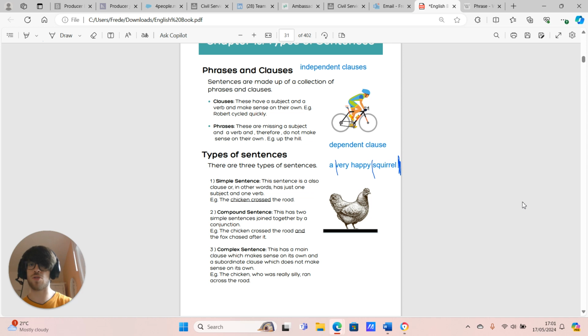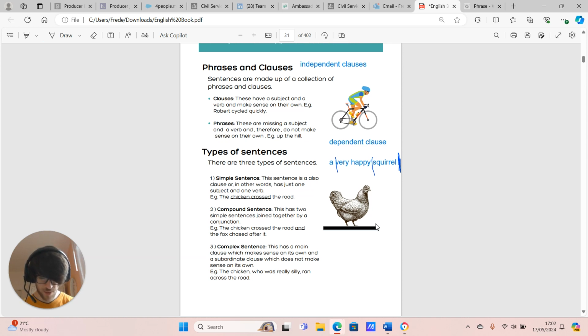The chicken crossed the road makes sense on its own. The fox chased after it makes sense on its own, but you put a conjunction in between the two of them, and suddenly you've got one clause, the chicken crossed the road, two clause, the fox chased after it, connected by this one, a two-clause sentence connected by a conjunction. It's a compound sentence. The word compound often means a combination of something, and here we've got a combination of two clauses. Your last one here is a complex sentence.